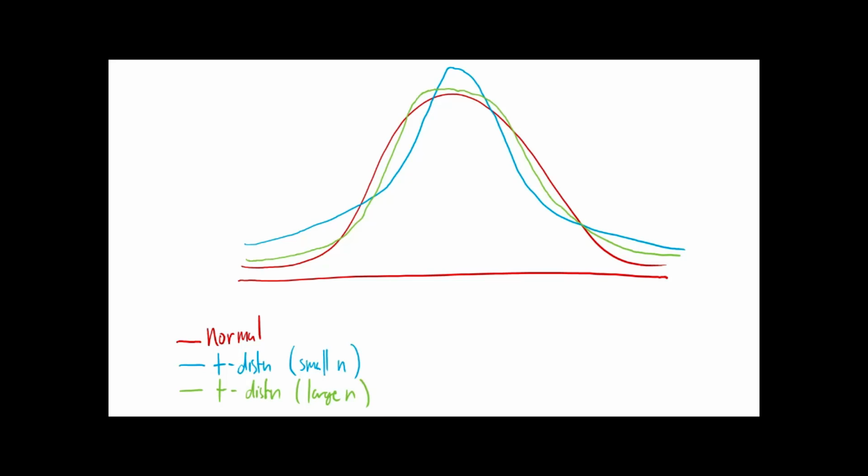Okay, so which one's the heaviest tail distribution? T distribution with 30 degrees. So t distributions with small sample size are the heaviest tailed. Which one's the least heavy tailed distribution? A normal distribution. Yeah, a normal distribution is always less heavy tailed than a t. But as you get large sample sizes, then the t distribution gets less heavy tailed. All right? Okay.